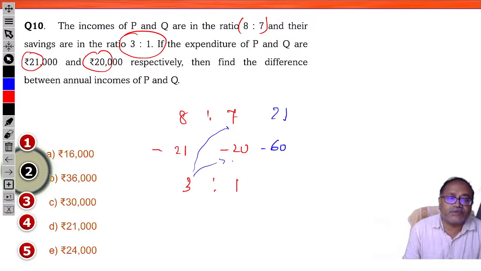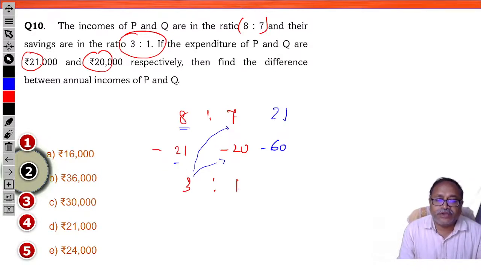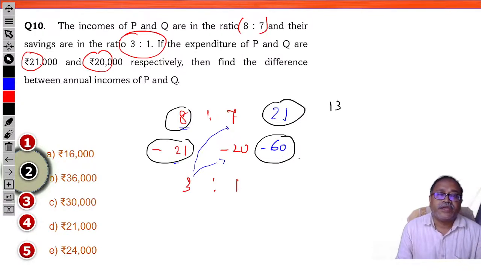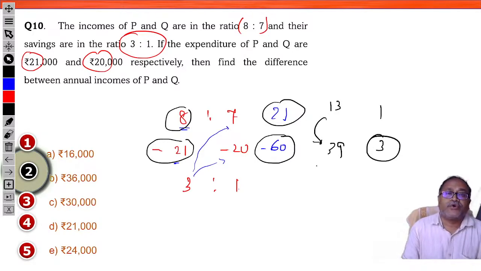Please remember that this is minus. With 1 you multiply 8, it remains 8, and 21 remains 21. Now take the difference between 8 and 21, which is 13 parts, and the difference between minus 21 and minus 60, which is 39. So when 13 parts is 39, then 1 part is 3.